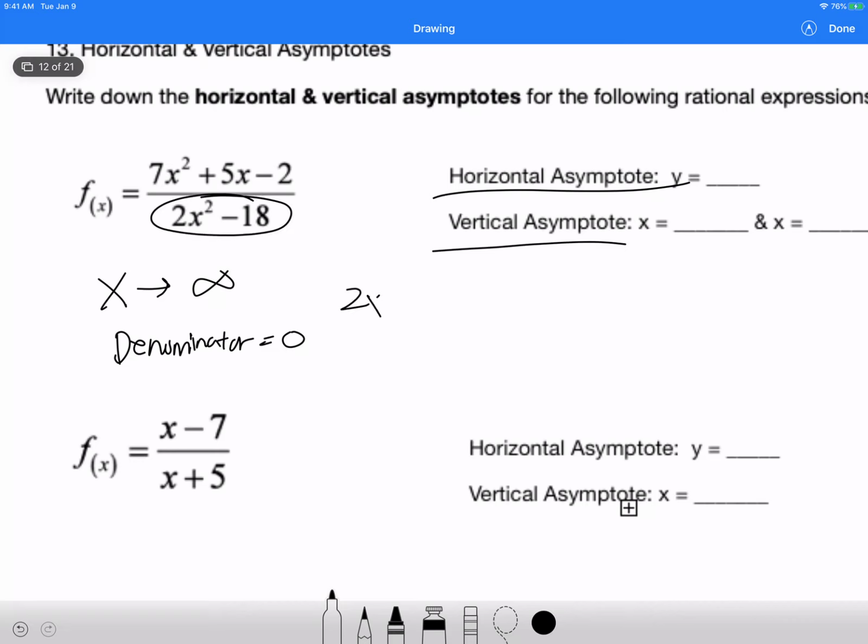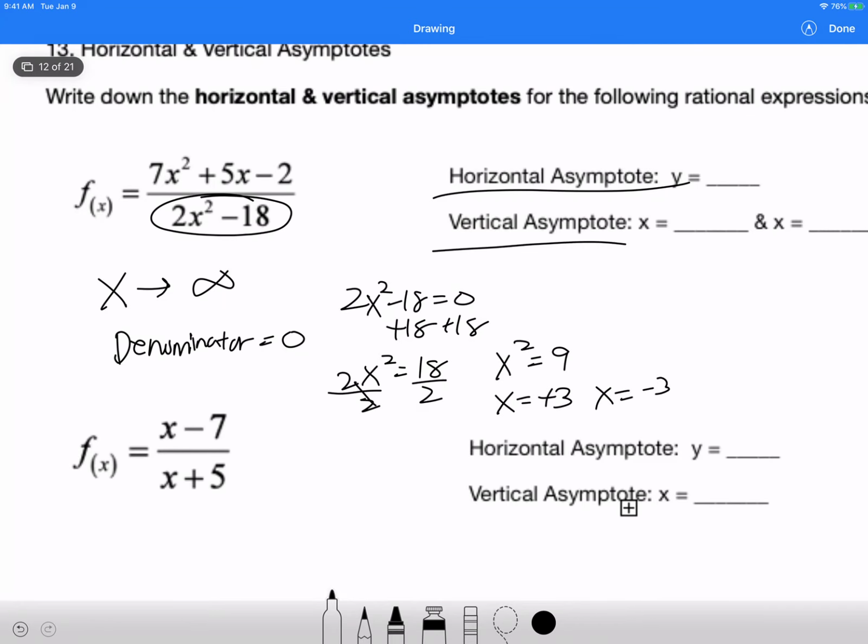What I'm going to get is 2x squared minus 18 equals 0. Add 18 on both sides. I get 2x squared equals 18, divide by 2. x squared equals 9, x equals positive 3, x equals negative 3. So that's going to be my vertical asymptotes.